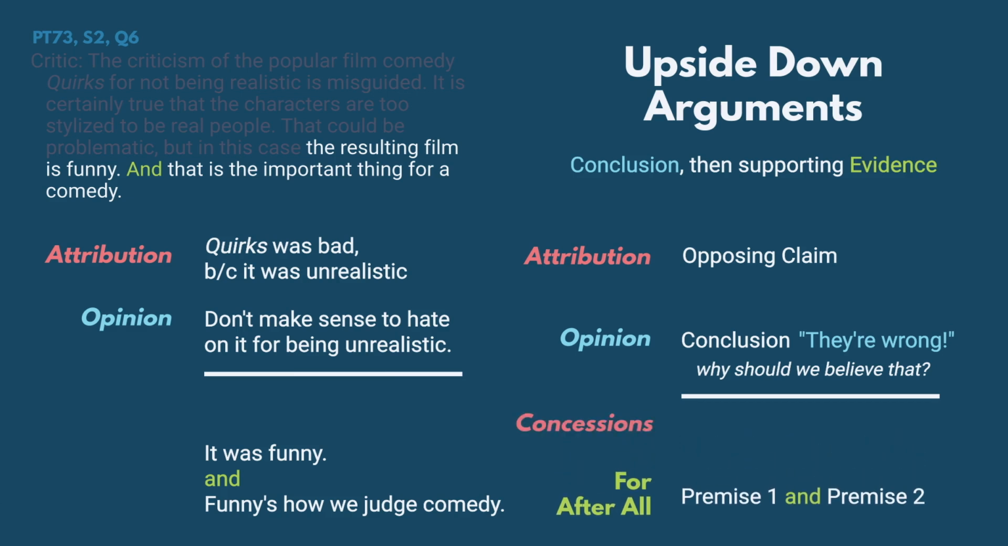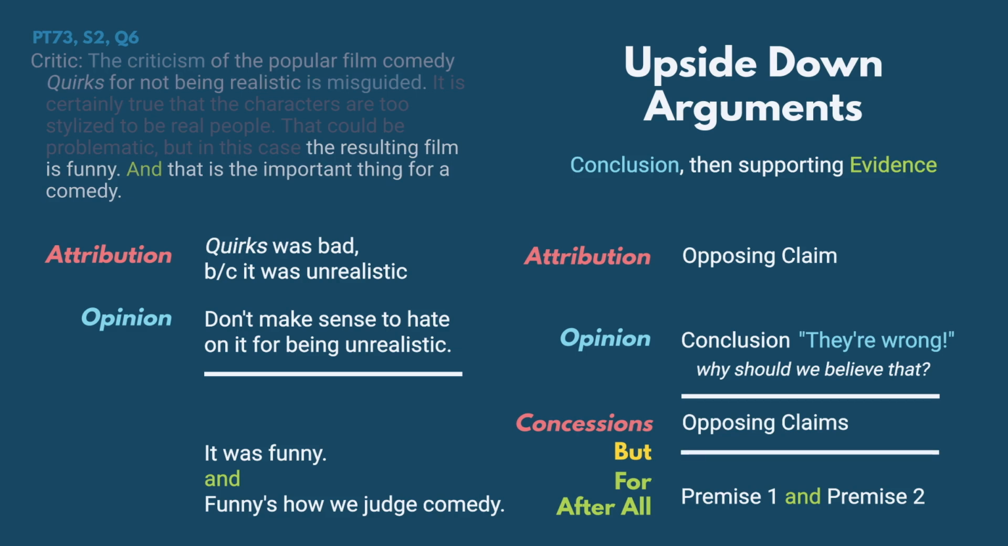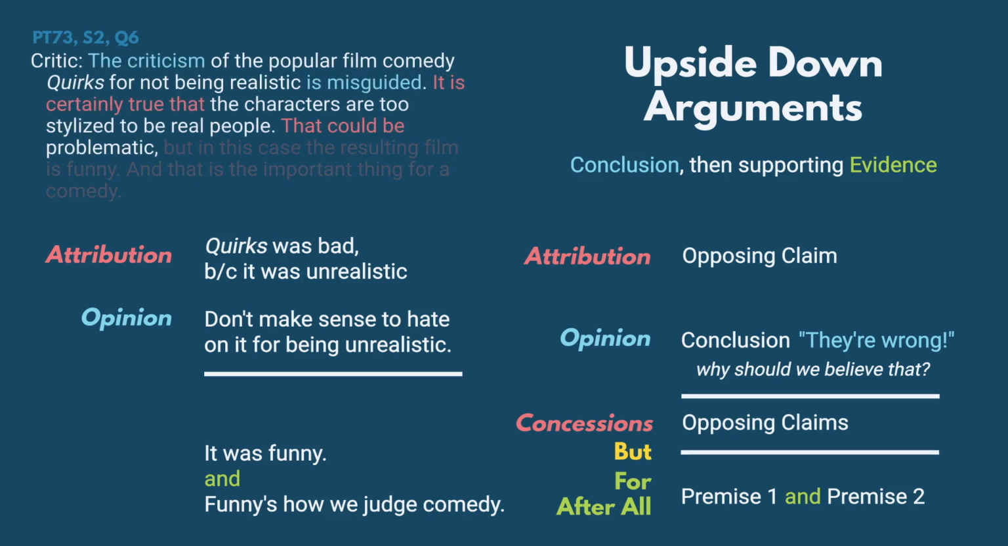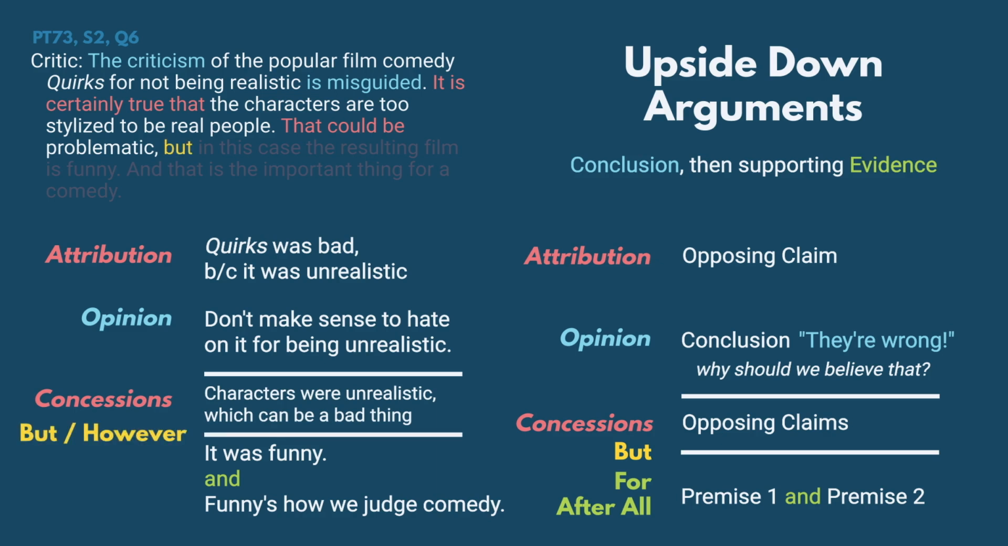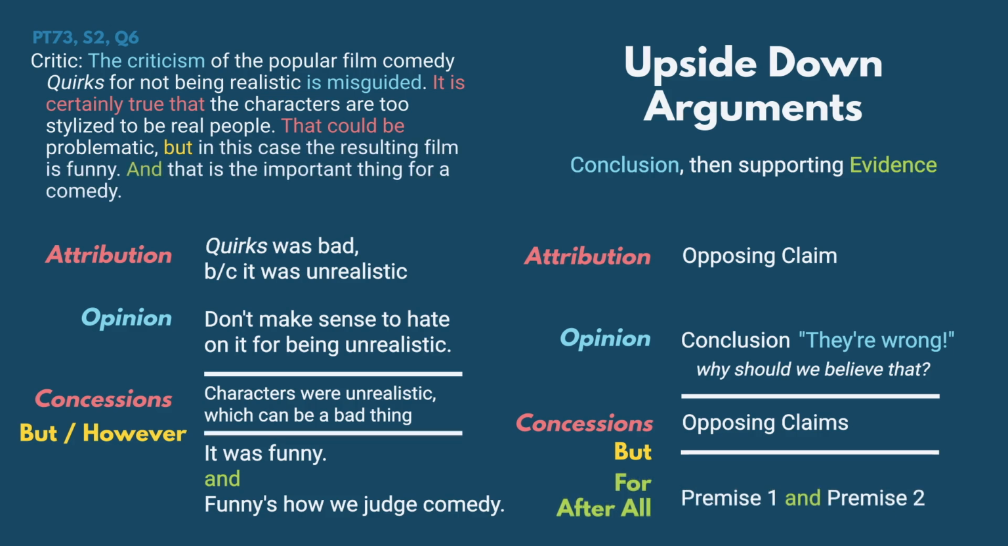What did we get before the premises, though? We got a concession, which is an opposing claim that's volunteered by the author, and then usually followed by a pivot. After the first sentence, the author made some concessions. Now, it's certainly true that you're right here, and that could be problematic. She's agreeing in part with the critics. And then she uses a pivot to say, but here's my rebuttal. In this case, y'all are wrong, because this is a funny comedy, and that's all we should care about.